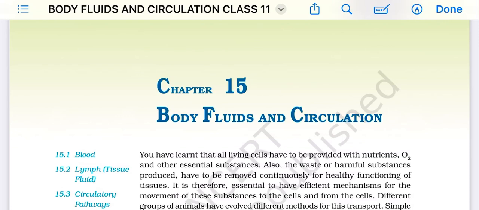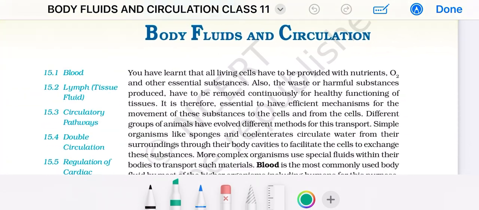Today we are going to start with the chapter Body Fluids and Circulation of class 11th Biology. So let's start.